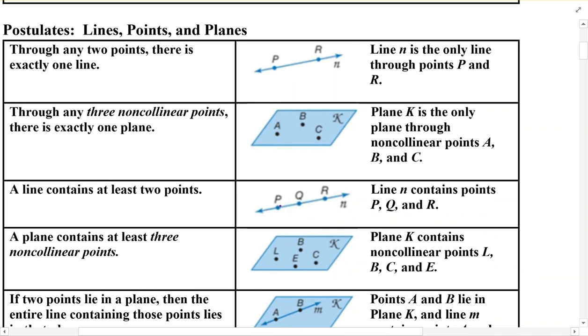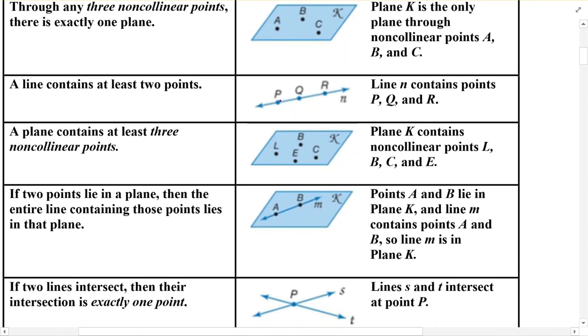For example, the first one is through any 2 points, there is exactly one line. You can paraphrase it as 2 points give us one line. We also have through any 3 non-collinear points, there's exactly one plane. Non-collinear means they're not all on the same line.